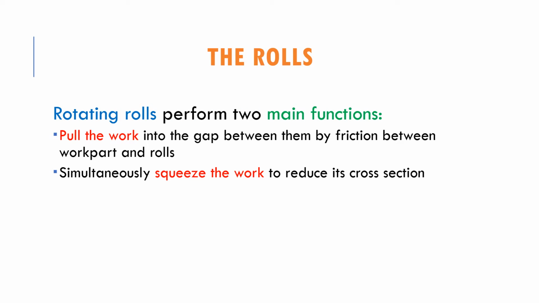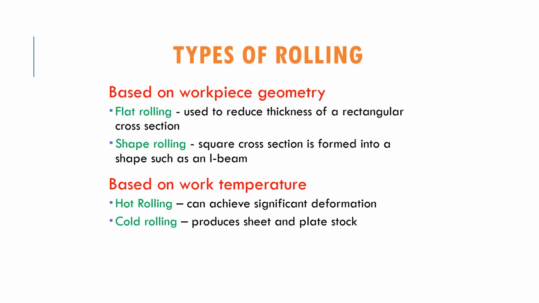So the rolls perform two functions during the process. One is it will pull the work into the gap between them through the friction, and the second one, it will simultaneously squeeze the work in order to reduce the cross section. Now, types of rolling can be classified into two. One is based on the workpiece geometry, and the second one is based on the work temperature.